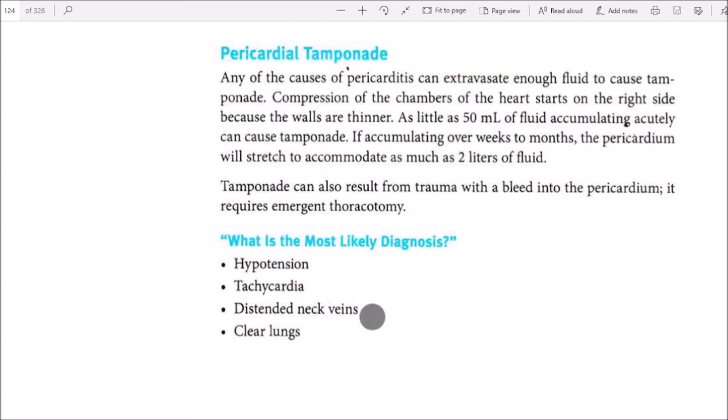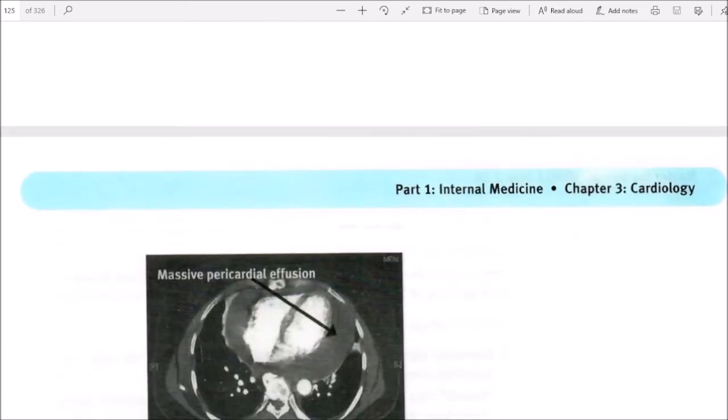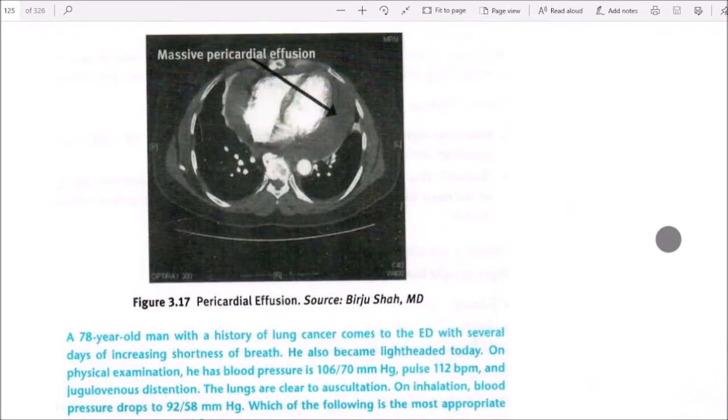What is the most likely diagnosis? Hypotension, tachycardia, systemic neck vein distension, and clear lungs. Figure 3.17. Pericardial effusion. Massive pericardial effusion.